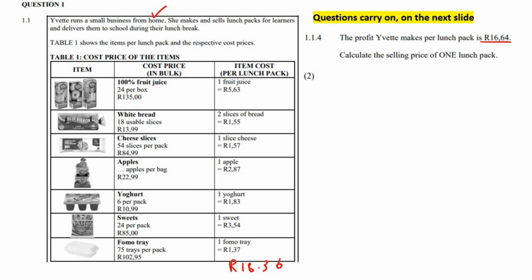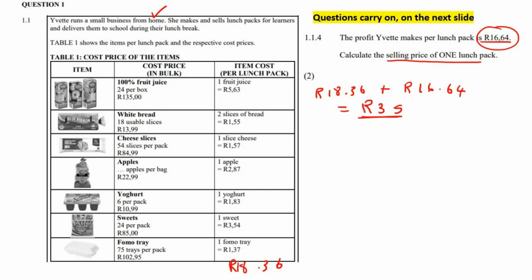She then takes that to the school, and she doesn't give it to the school for free. She's a little business, so she has to make a bit of money. So they tell us that she makes a profit of 16 Rand 64. So how much does she sell it to the school for? Well, you can say 18 Rand 36 plus 16 Rand 64, and so the price that she sells it to the school, 35 Rand. That is what Yvette sells each lunch pack to the school.